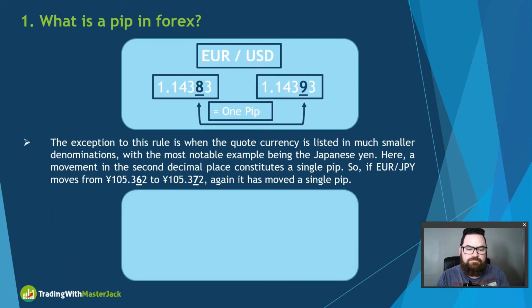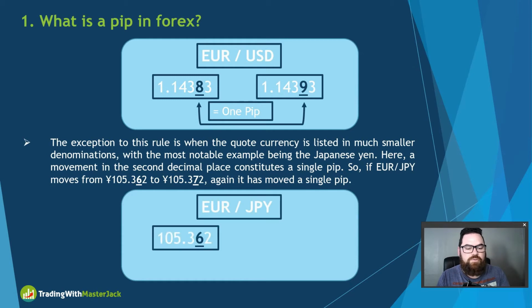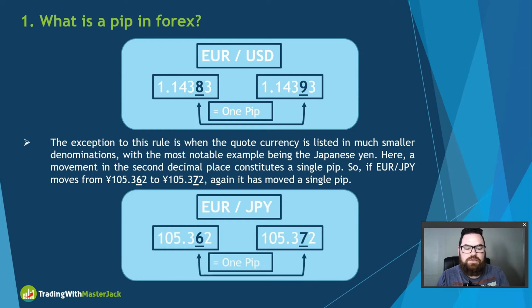To illustrate it, we've got the Euro and Japanese yen, 105.362 moves to 105.372. In the second decimal place, it has moved a single pip.